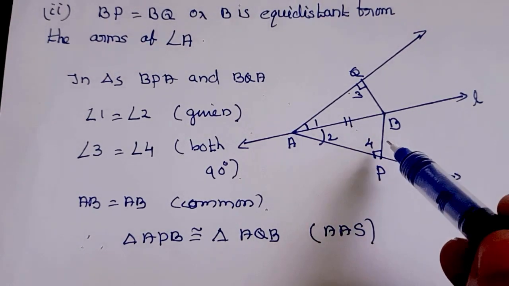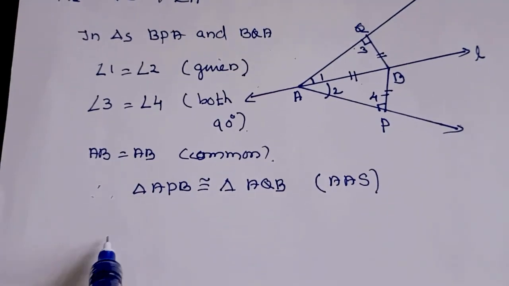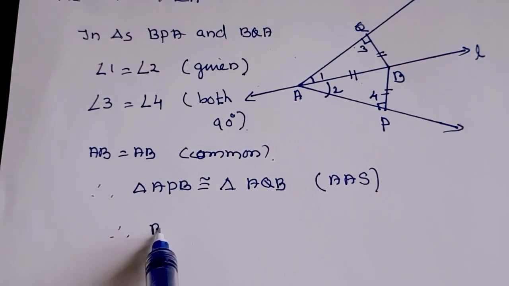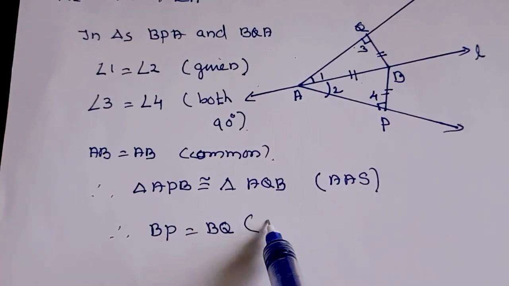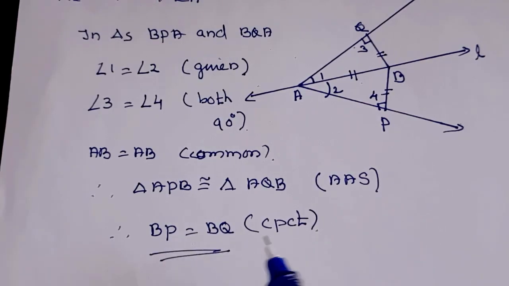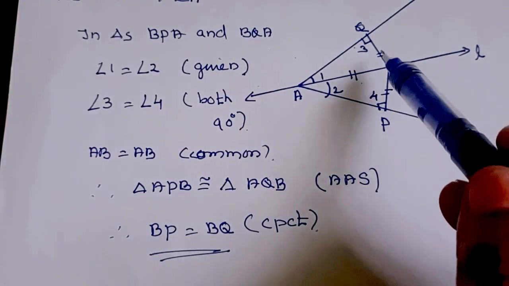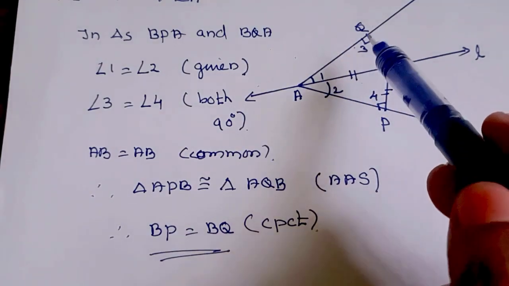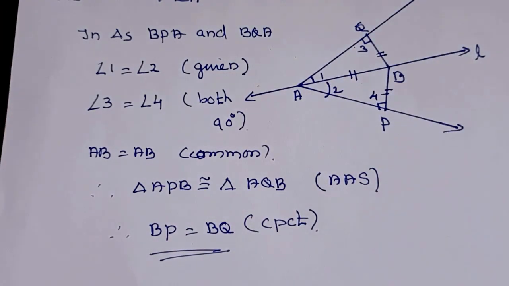Hence, we get BP equal to BQ, reason CPCT, that is corresponding parts of congruent triangles. Or B is equidistant from the arms of angle A, that is, BP equal to BQ means B is equidistant from the arms of angle A. That's to prove.